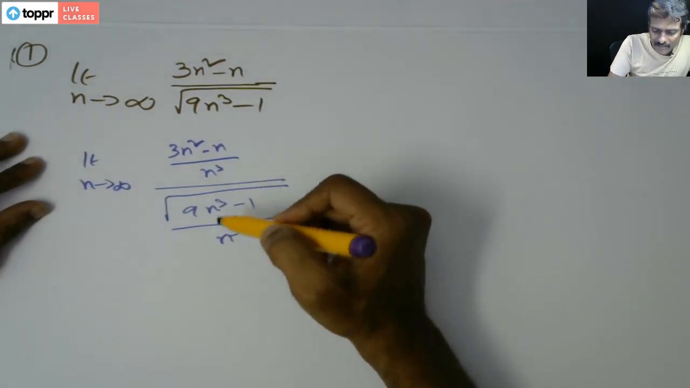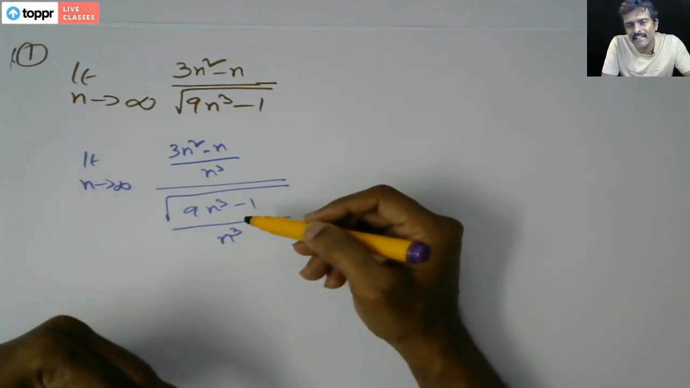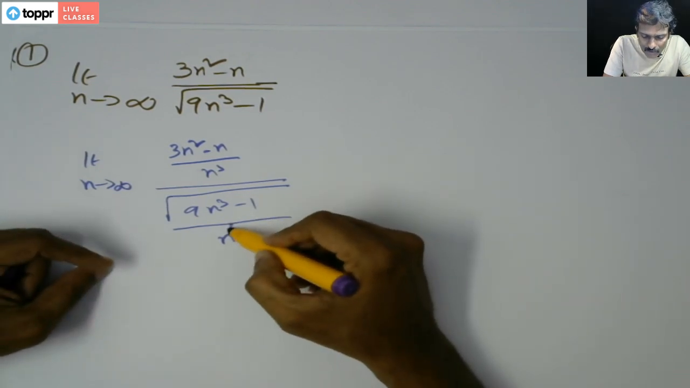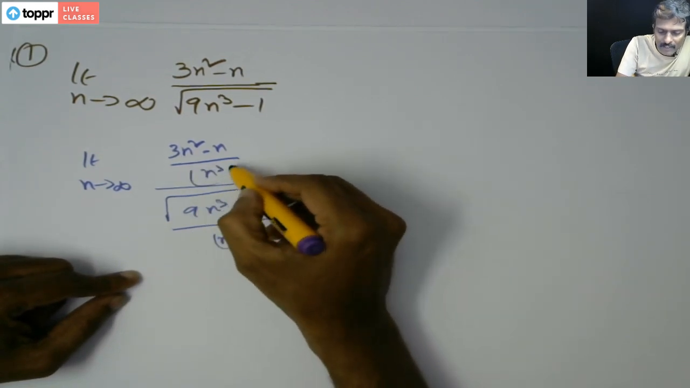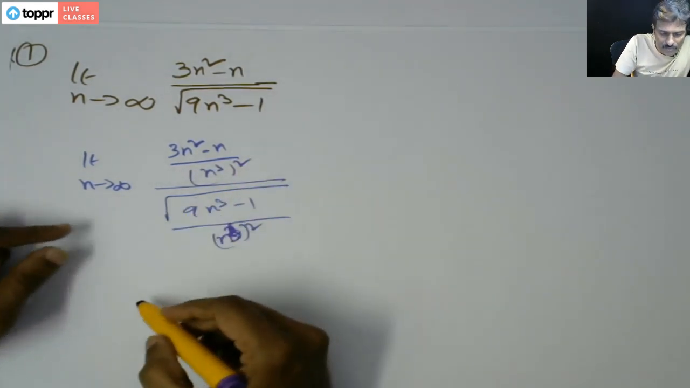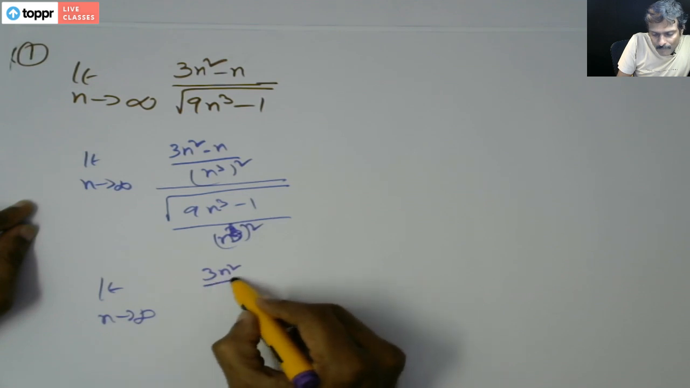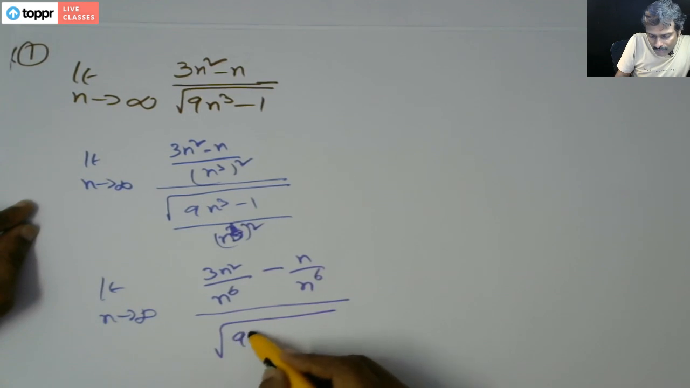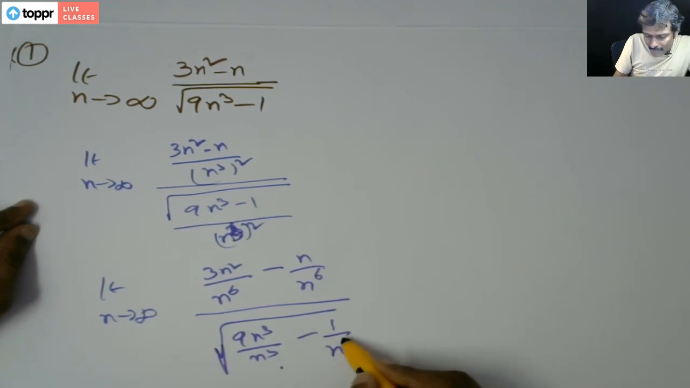So see here, this n cube is outside the square root. So in this case, to take it inside the square root, then only you can divide, right? If you do it this way, you're not going to come anywhere close to it. So what I am doing is, to take it inside, I have to square, right? This is square and this is also square, then it can go inside the square root. So then what will happen? Limit n tends to infinity, I get 3n square by n power 6 minus n by n power 6 over square root of 9n cube by n cube. Now I have taken it inside the square root, minus 1 by n cube.